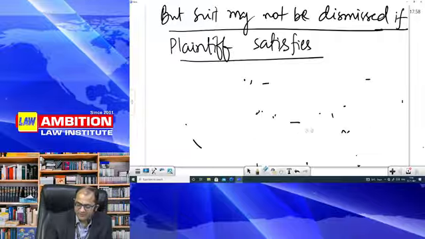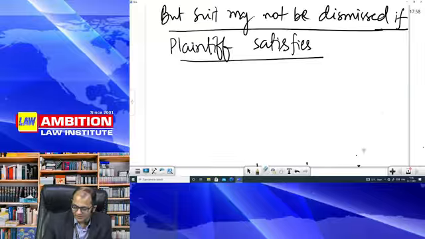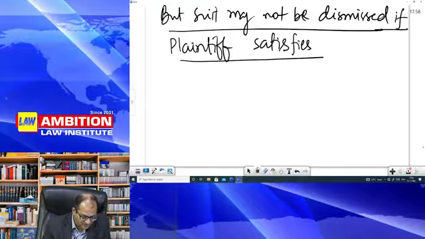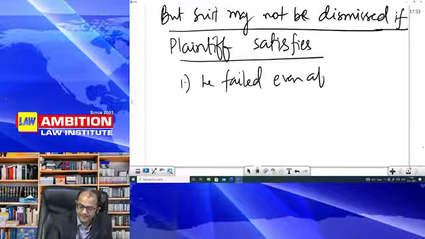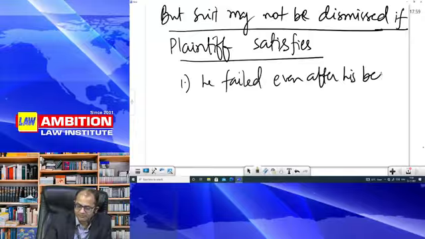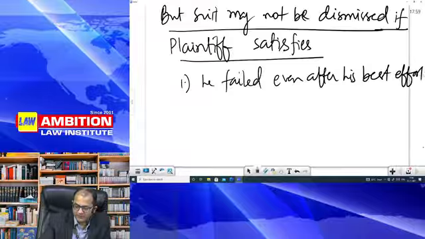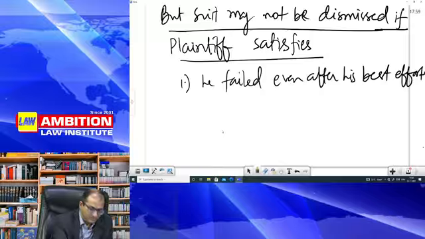So obviously now you will have some relaxation, relief for him. But obviously, law is nothing but common sense. This is absolute common sense. So that is what it says. The plaintiff has within the said period satisfied the court that he failed even after his best endeavor, even after his best effort.